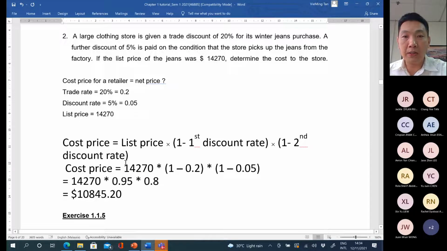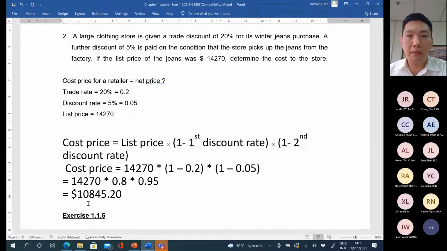So the list price is still the same, right? Then 1 minus the first discount rate, 1 minus 0.2 is 0.8. Then multiply with 1 minus the second discount, which is the additional discount, 5%. So 5% means 0.05. You get 1 minus 0.05 is 0.95. So multiply this, I'll get 11084.520. We can leave the answer in two decimal places.